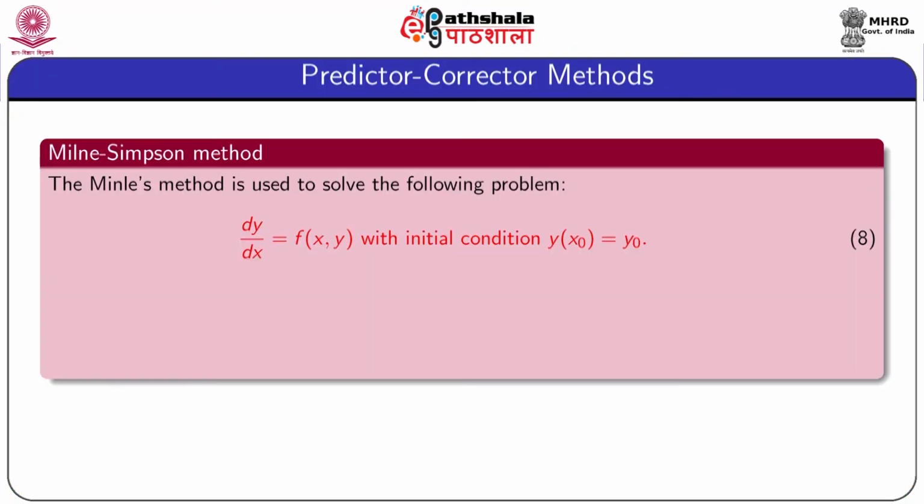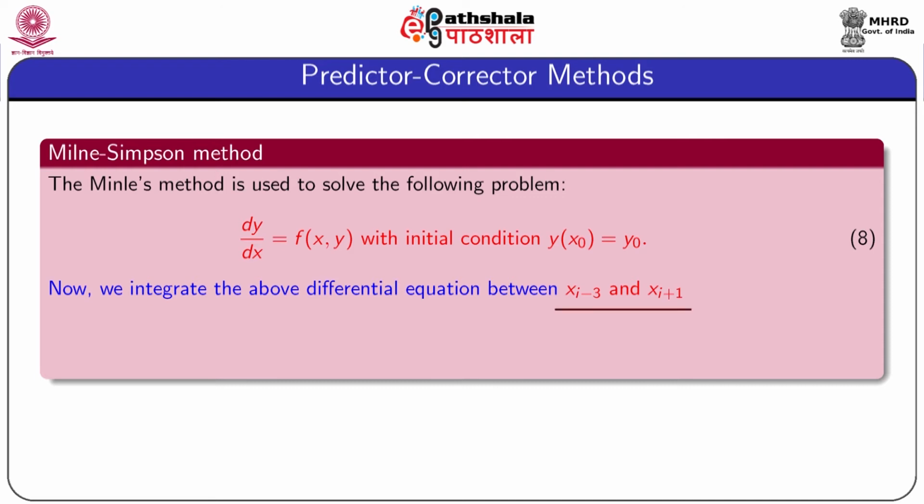The Milne or Milne-Simpson method is used to solve the following initial value problem. The differential equation is dy/dx equal to f(x, y), and the initial condition is y at x0 equal to y0. Now we integrate the above differential equation between x(i-3) and x(i+1), and after integration we get this expression: y(i+1) equal to y(i-3) plus the integral from x(i-3) to x(i+1) of f(x, y) dx.